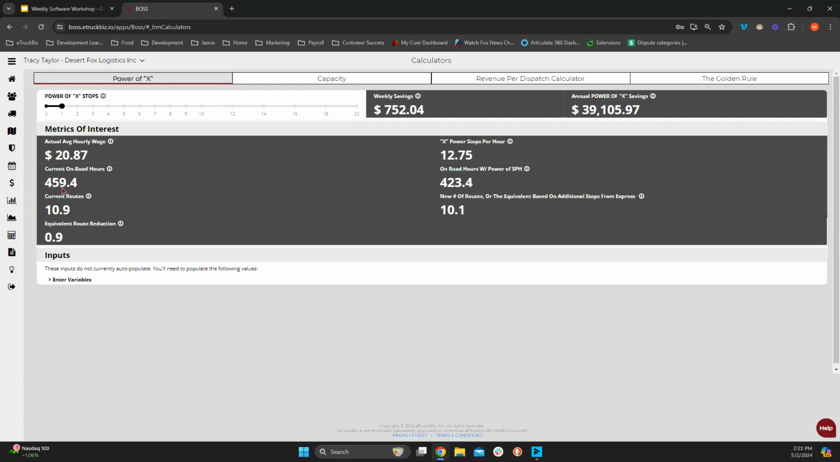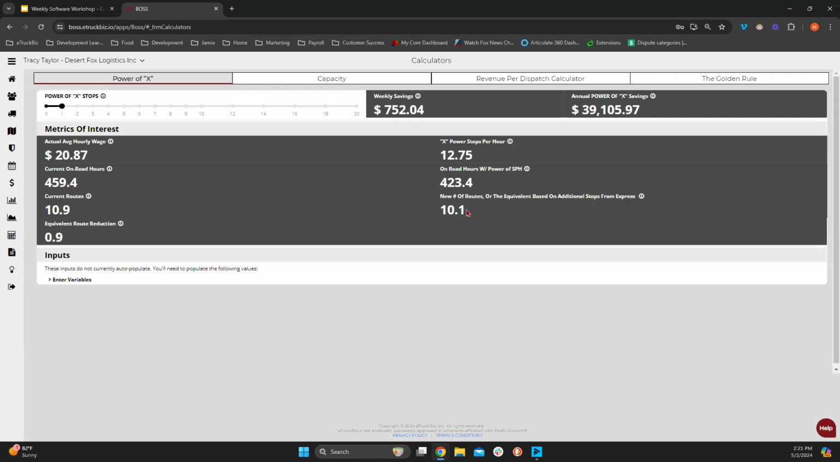you're going to be looking at your current on-road hours. This is the power of those stops per hour. So this is your stops per hour resulting from express volume increase. And then this is also going to be on-road hours with the power of stops per hour. How many on-road hours would be required with the improved 1 extra stop per hour? It's actually less. So current on-road hours is actually less.